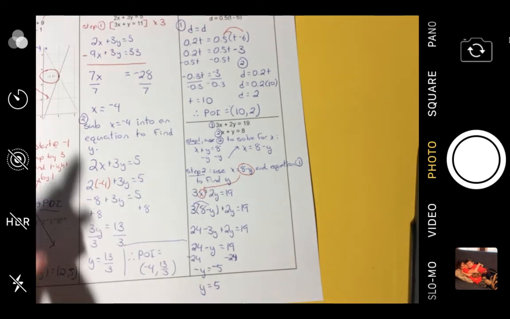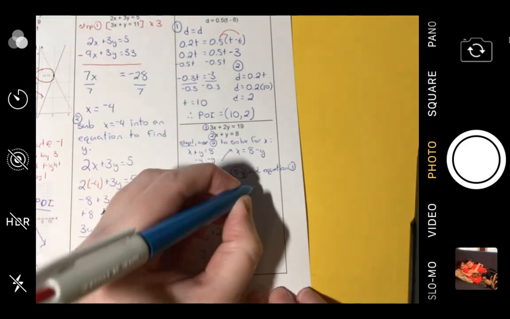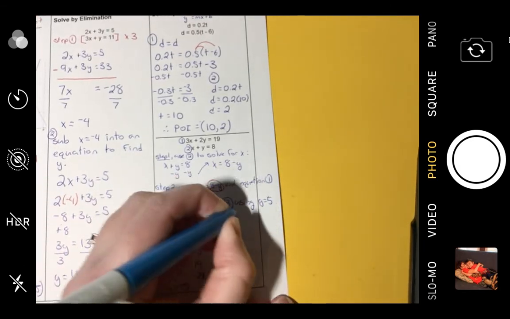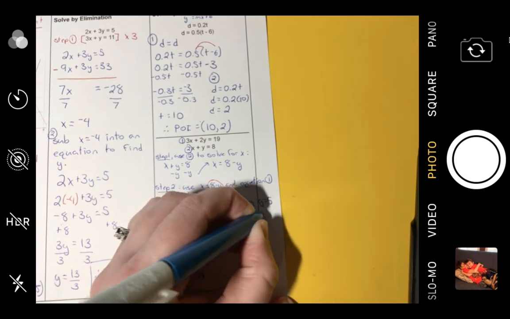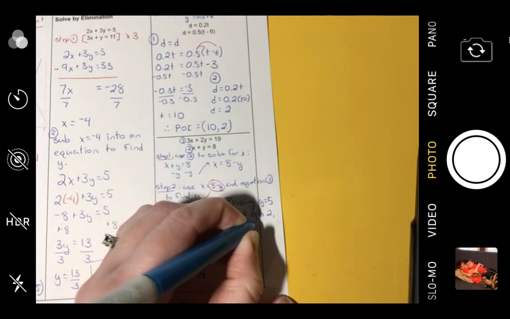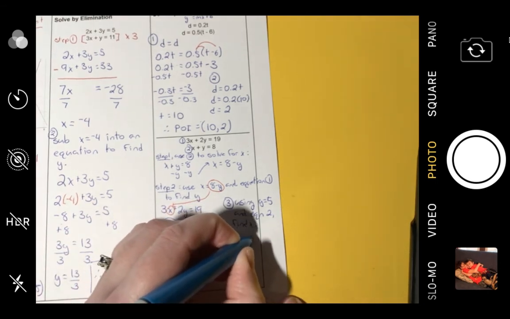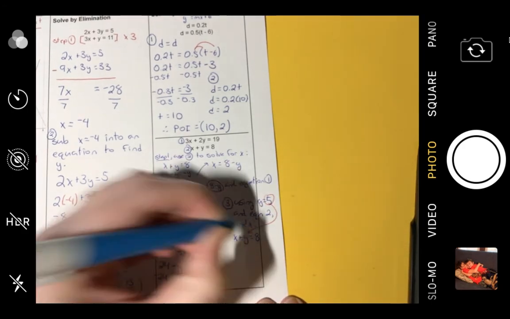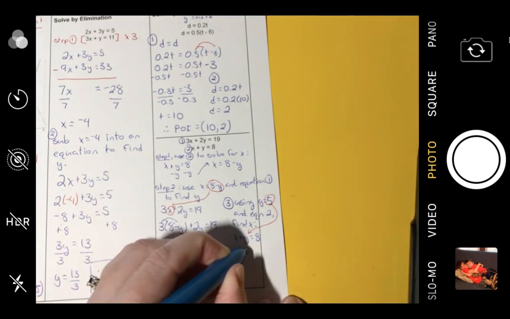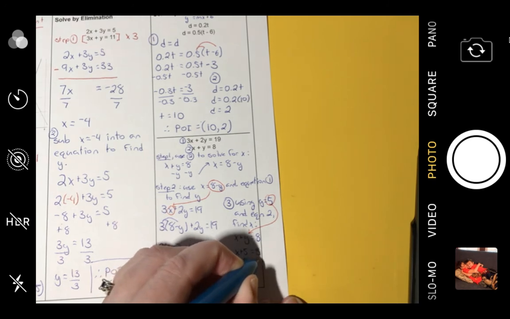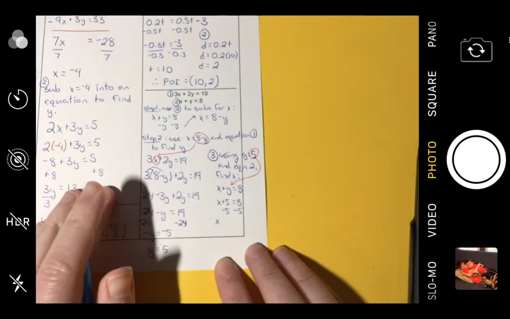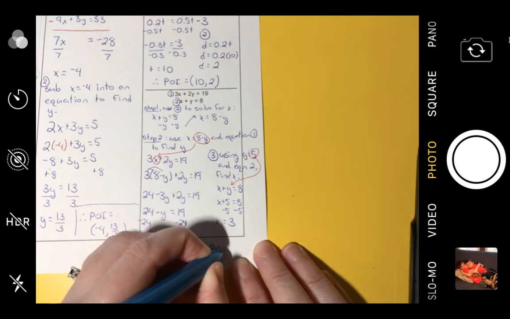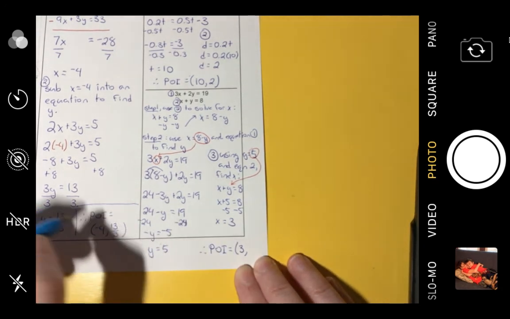So now using that, I can find my x. And I'm going to use equation 2, using y equals 5 and equation 2, find x. So x plus y is equal to 8. So now we're going to plug in my 5 from my y. So x plus 5 is equal to 8. And now we're going to find x by subtracting 5 from both sides, leaving me with x equals 3. So therefore, my point of intersection is 3 for my x value, and 5 for my y value.